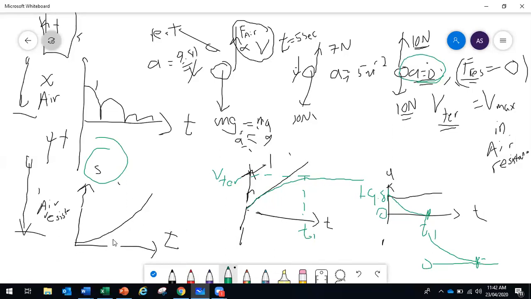Without air resistance, make a curve. With air resistance, then a curve and then straight. Very good. It's going to be a curve, then a curve. Sorry, it's a curve, then straight. Towards the end, it's going to be a straight line.